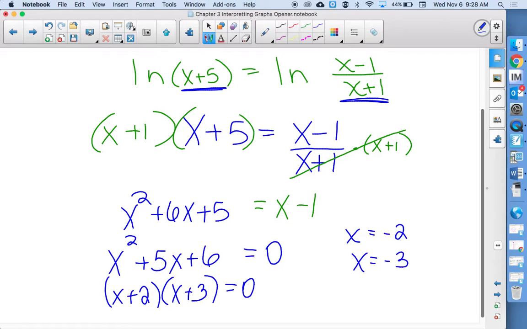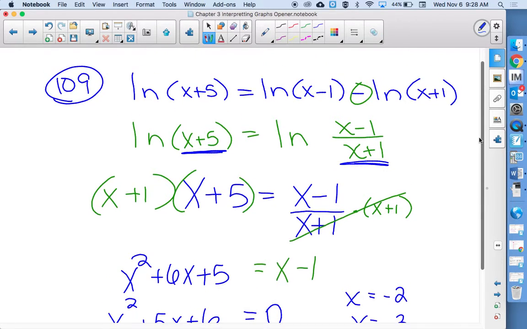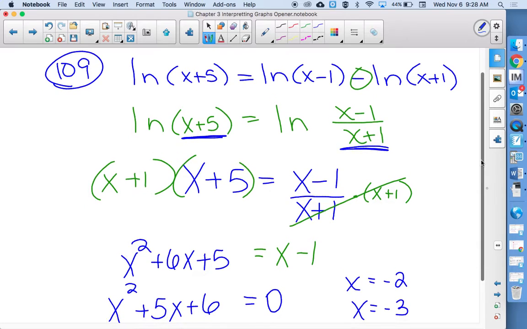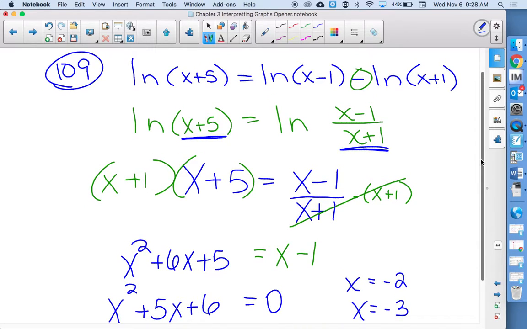A lot of you had no solution with no work. It's a lot of work. Magical how no solution works without work. Why isn't there a solution? Dylan. Because whenever you plug it back in, it makes a negative.